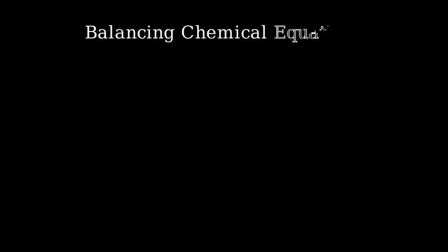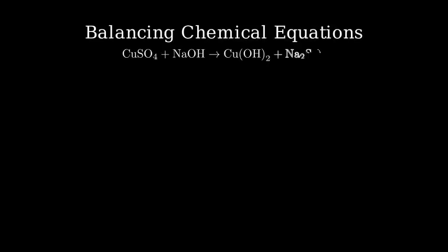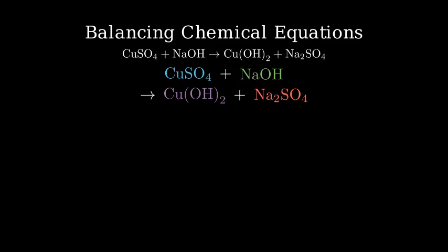Welcome. Today we'll learn how to write and balance a chemical equation for the reaction between copper sulfate and sodium hydroxide. Let's start by writing out our reactants and products. On the reactant side, we have copper 2-sulfate, CuSO4, and sodium hydroxide, NaOH. These react to form copper 2 hydroxide, Cu(OH)2, and sodium sulfate, Na2SO4.